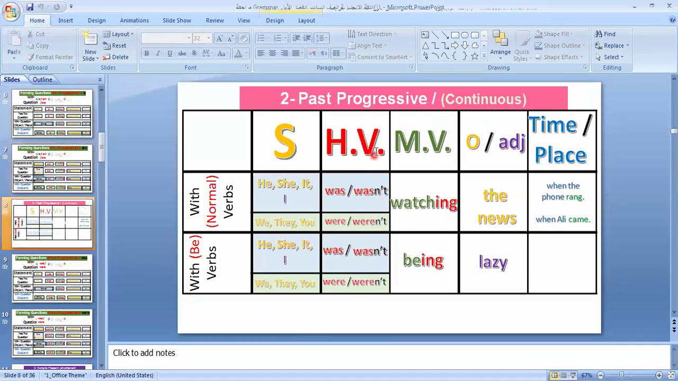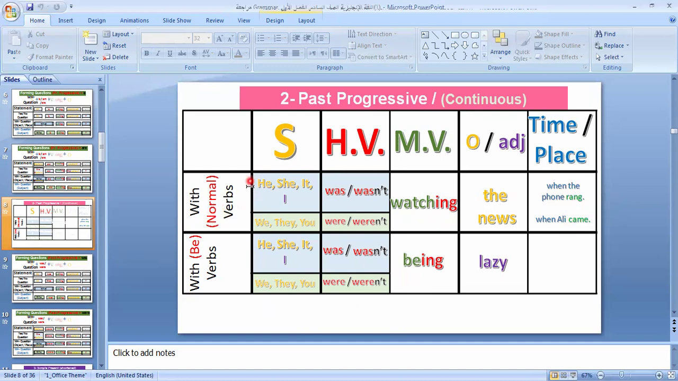Let's go to another one here. Here is the past progressive, which is called past progressive or past continuous. What is the formula of this tense? Was/were plus verb plus ing form. And what are the keywords of this tense? It will be while and when. Okay, these are the keywords of this tense.